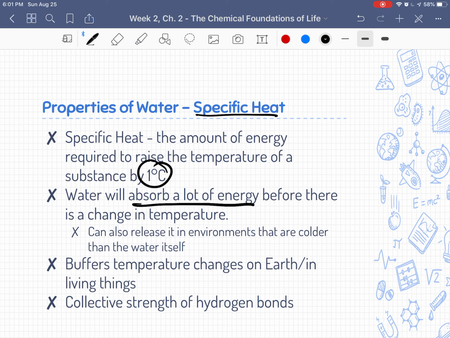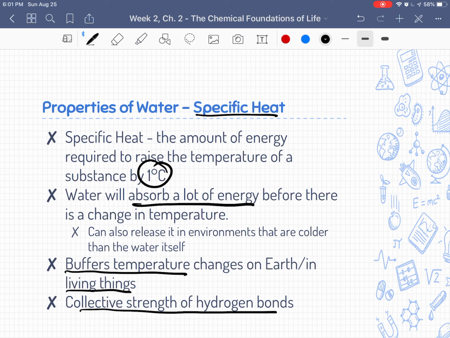So the ability for water to absorb all that heat helps to buffer temperature changes on Earth, and it also helps to buffer temperature changes in living things. We as living things are composed of a lot of water, and that water will help to absorb the energy from our bodies as we're working. It's one of the reasons why it's important that we stay hydrated, because it helps to regulate our body temperature.